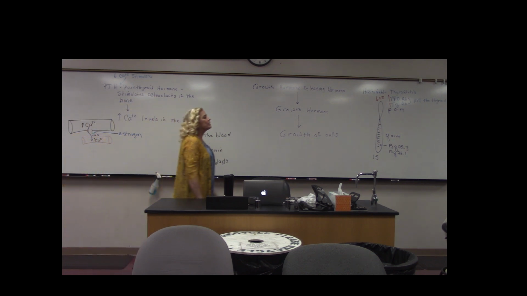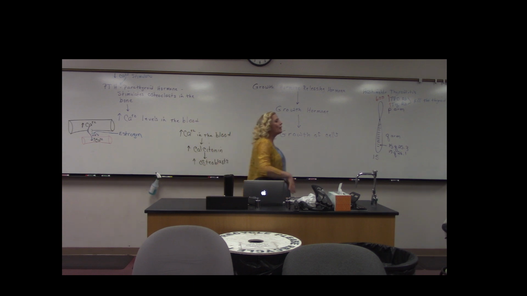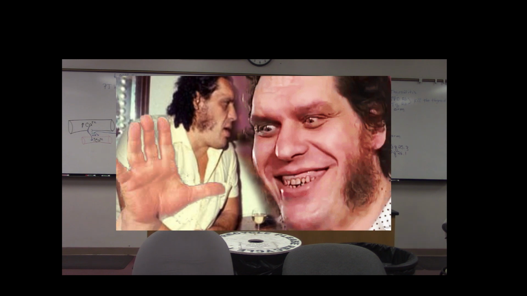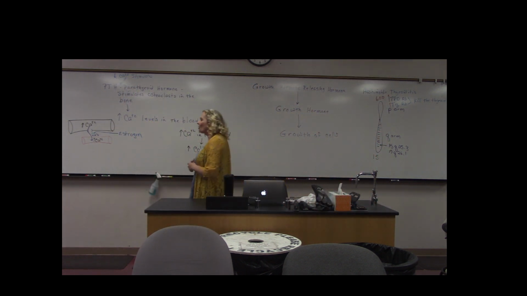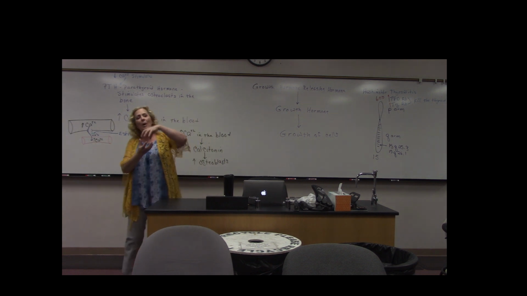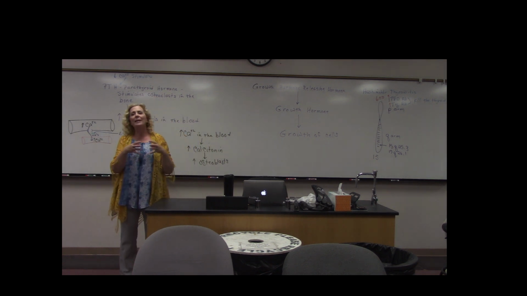There is another disease of excess growth hormone called acromegaly. But acromegaly affects you later in life after your epiphyseal plates have fused, so basically after about the age of 25. Someone will typically develop a pituitary tumor later in life, and they're now secreting too much growth hormone. Their bones can't get longer, but they can get wider.